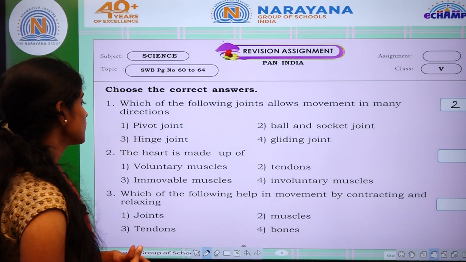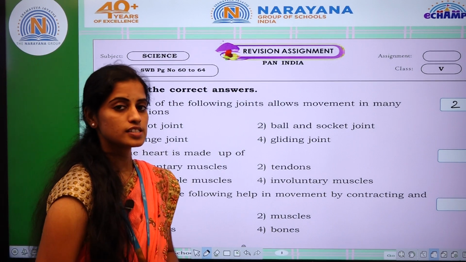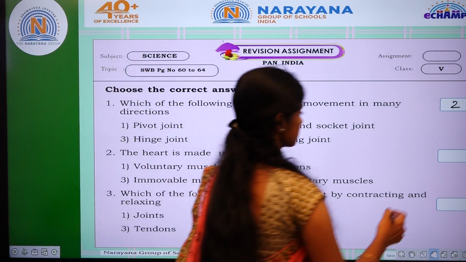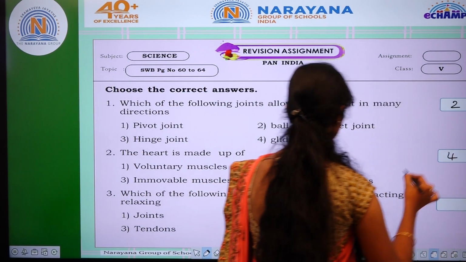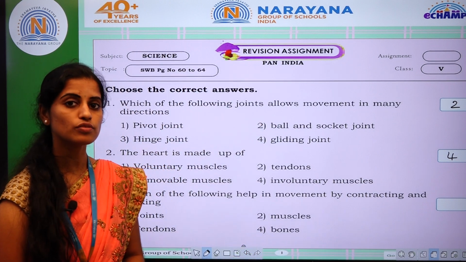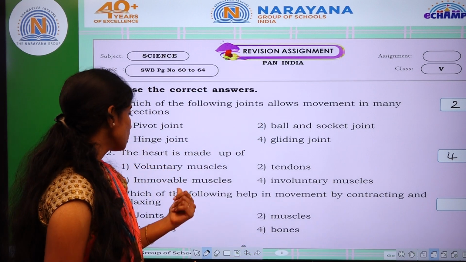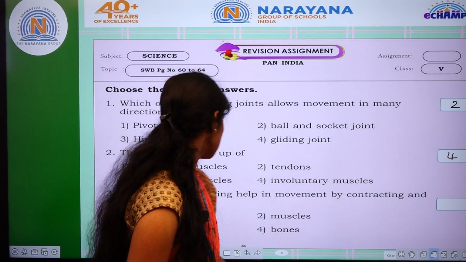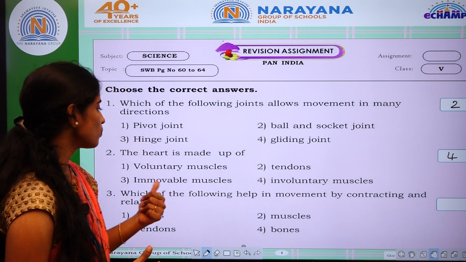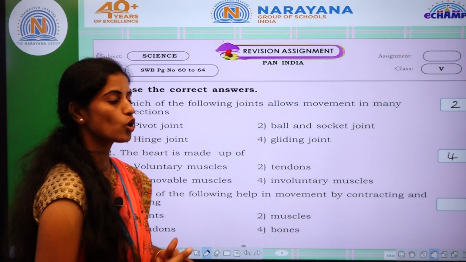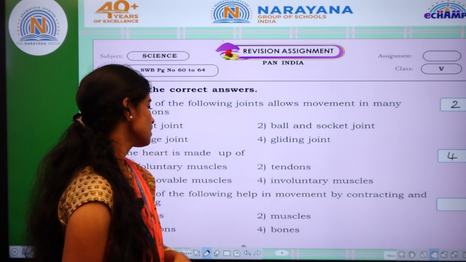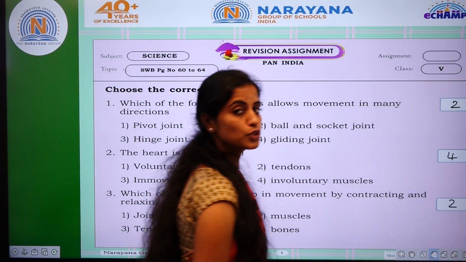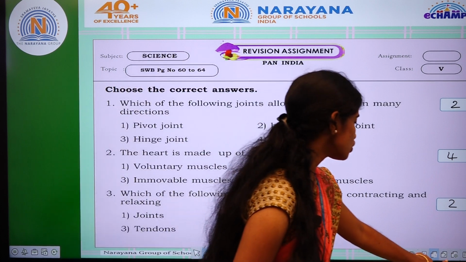Second question, the heart is made up of. Children, the heart is made up of involuntary muscles. Correct option is option number 4. Third question, which of the following help in movement by contracting and relaxing? The one which helps in movement by contracting and relaxing is muscles. Option number 2.